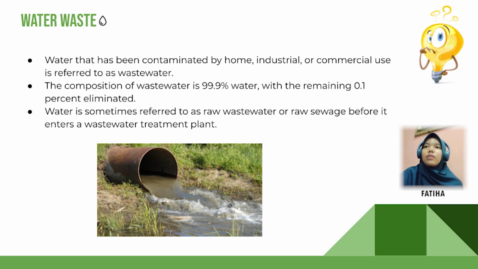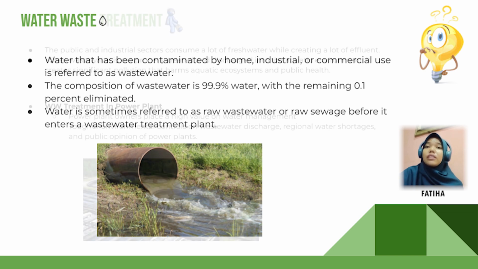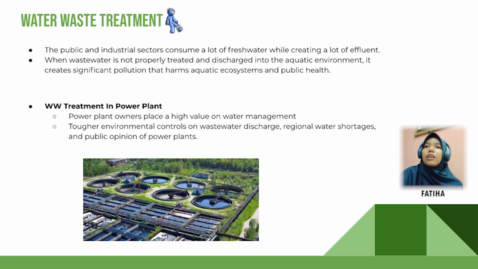So first of all, what is wastewater? As you can see, water that has been contaminated by home, industrial or commercial use is referred to as wastewater. The composition of wastewater is 99.9% water with the remaining 0.1% eliminated. As there is wastewater, there should be wastewater treatment, because when the wastewater is not properly treated and discharged into the aquatic environment, it creates significant pollution that harms the aquatic ecosystem and public health.